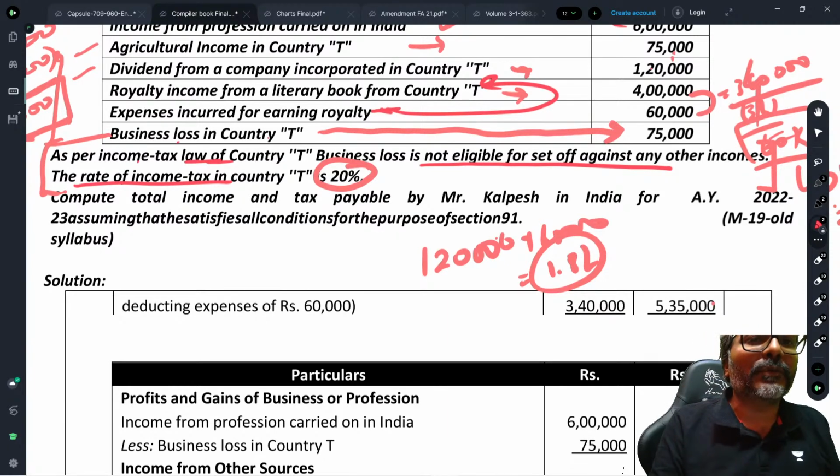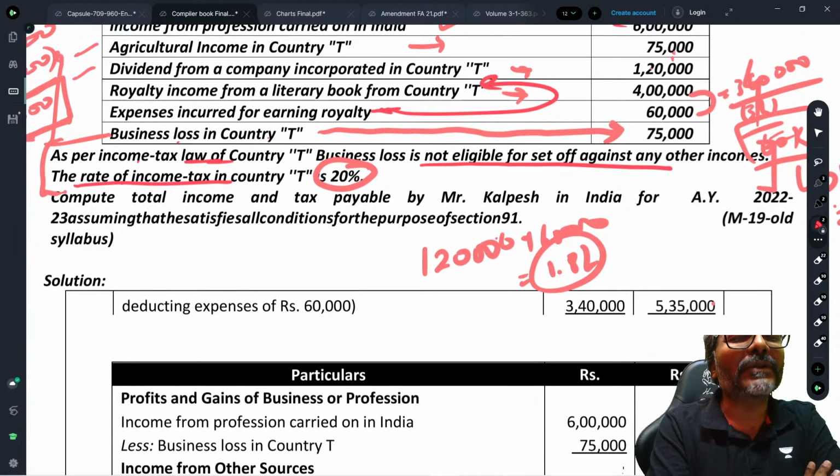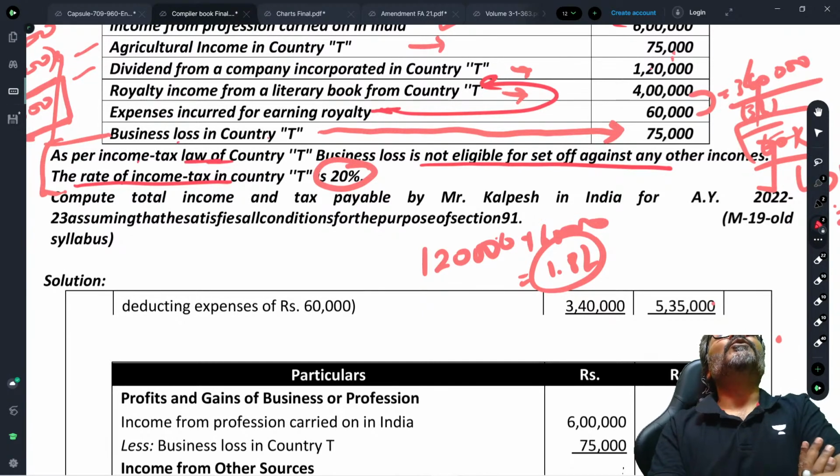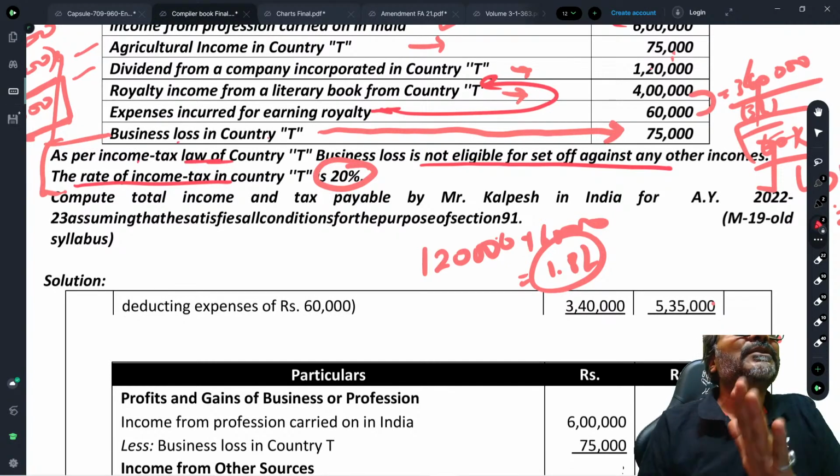Do you all agree to this one? Not only that, students, we will also give another deduction, the 80QQB deduction. Not only that, there is one more deduction, which is of the expenditure incurred to earn this royalty income. Even that deduction will be given.